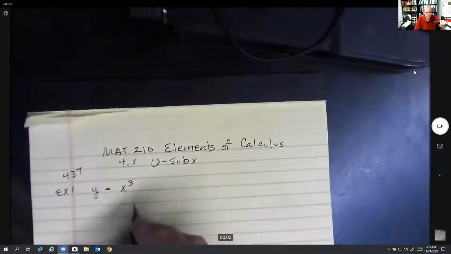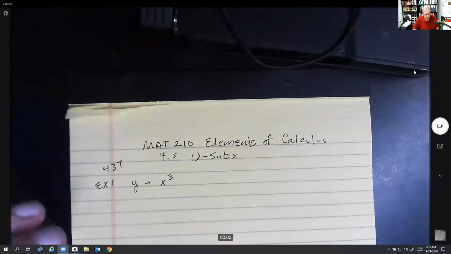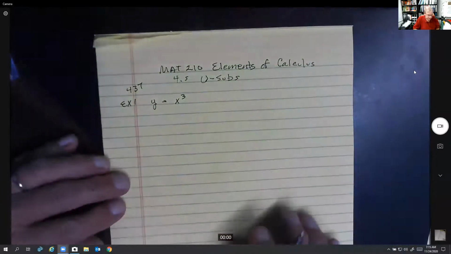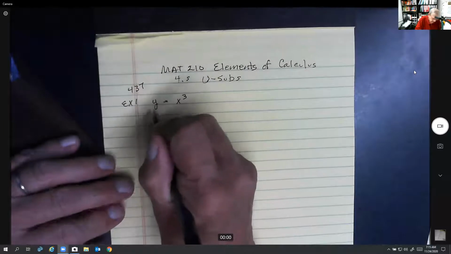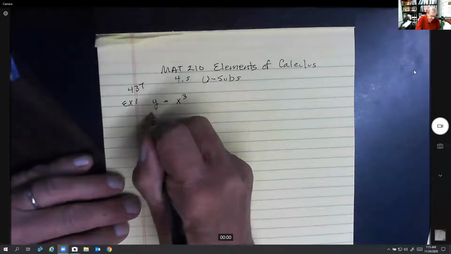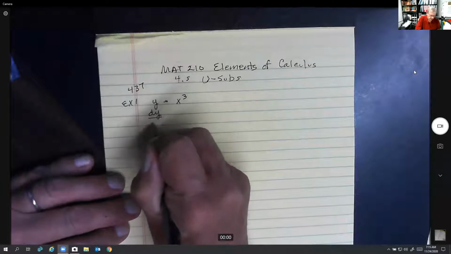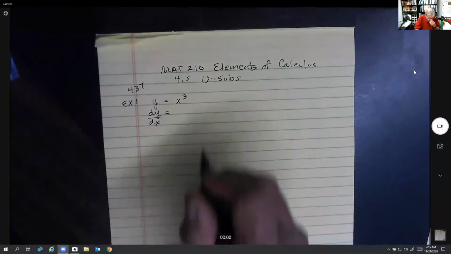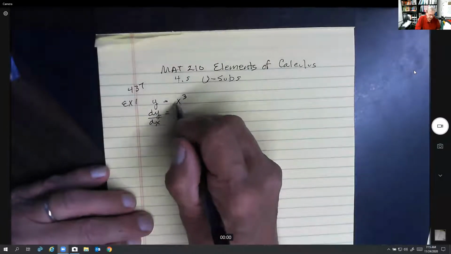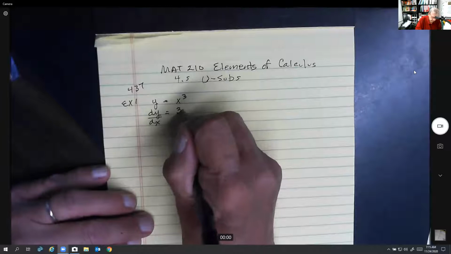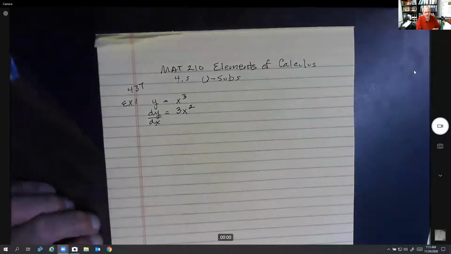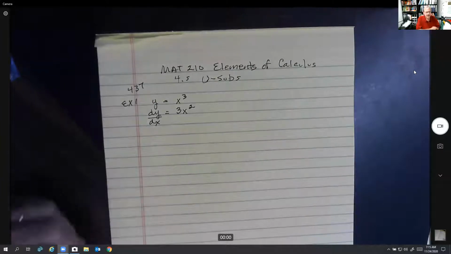Anyhow, the derivative of this, with respect to x, dy dx, is... do you remember how we did this? We multiplied by the 3, the power, times the coefficient, and then we subtracted 1 from the power. So the derivative of y equals x cubed is 3x squared.